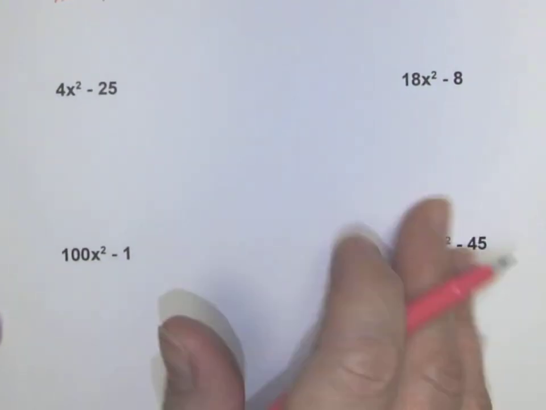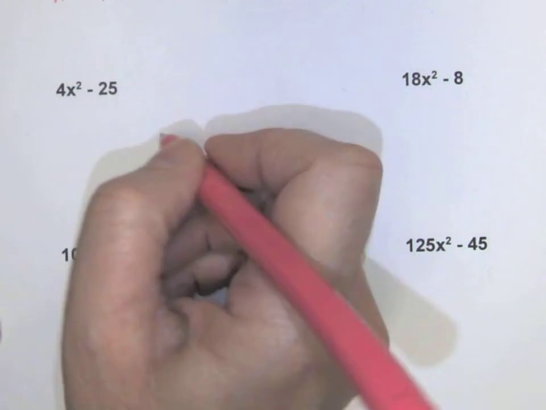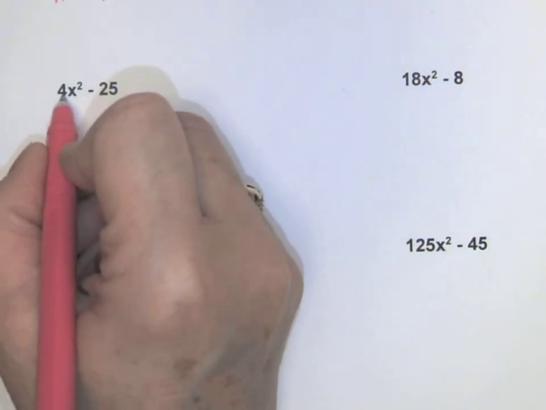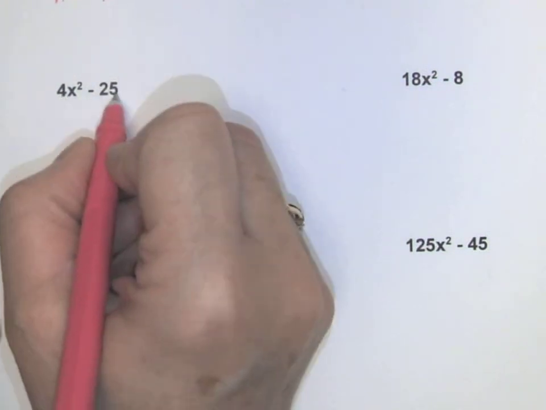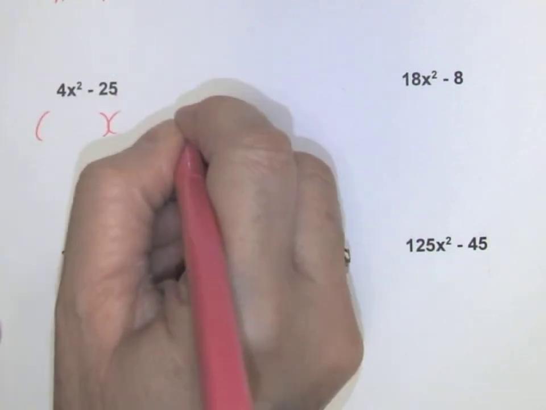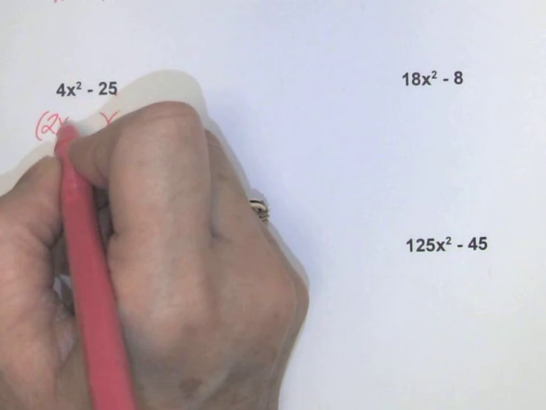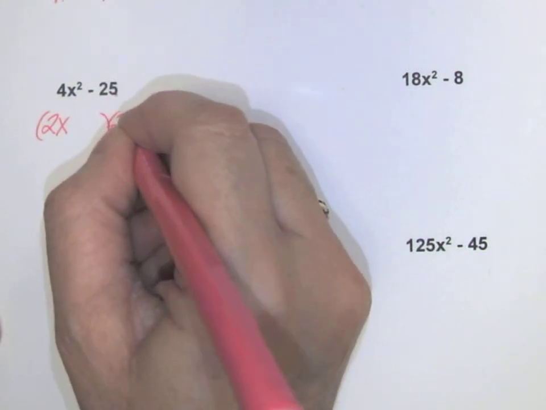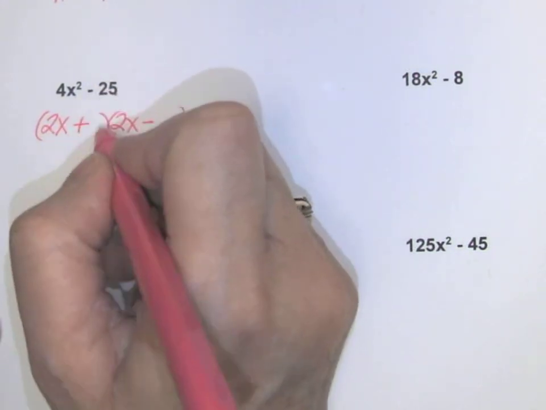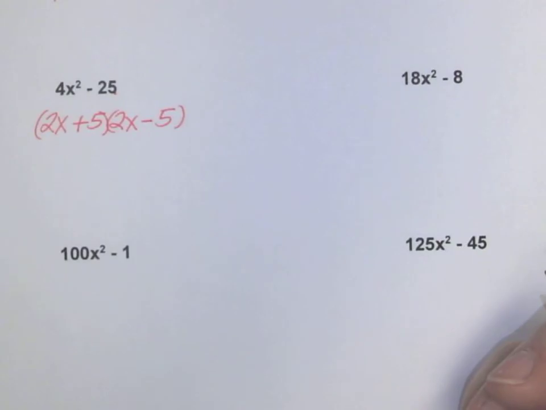Let's look at this example. 4x squared. Is that a perfect square? Yes. The square root of 4 is 2. 25 is a perfect square. This is a minus. So we're going to go 2x, square root of 4 is 2, square root of x squared is x, 2x plus minus square root of 25 is 5, and we're done.